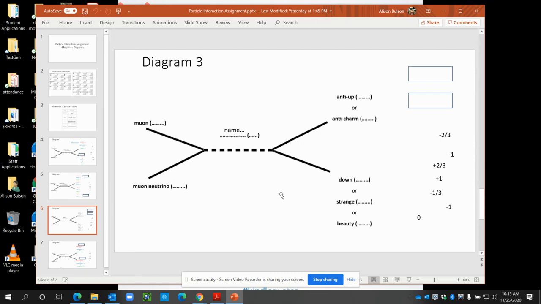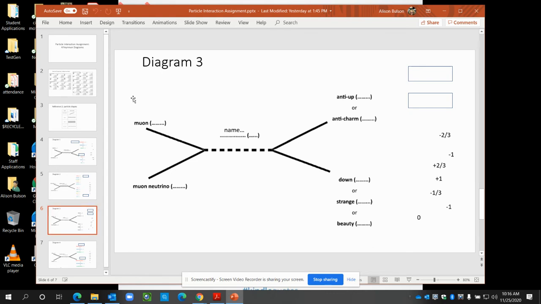The muon and muon neutrino contact each other and interact with a force particle. The force particle here is indicated by a dashed line, so I'm going to need to look up that particle to know which one it is. And then that force particle in turn becomes one of the options given on the right: an anti-up or anti-charm quark plus either a down, strange, or bottom quark. British physicists call it a beauty quark, and these Feynman diagrams were created by a British institution.